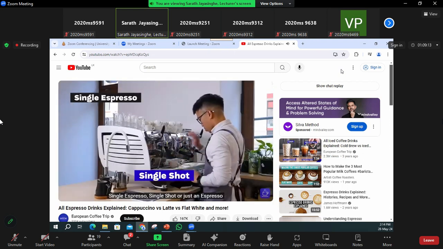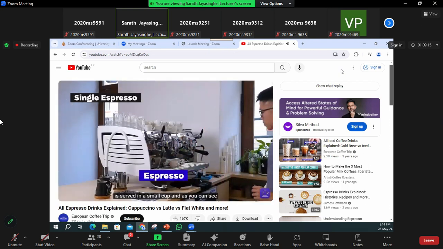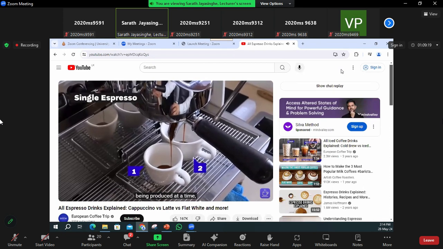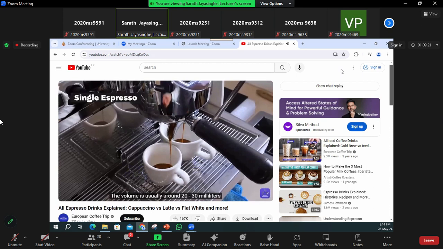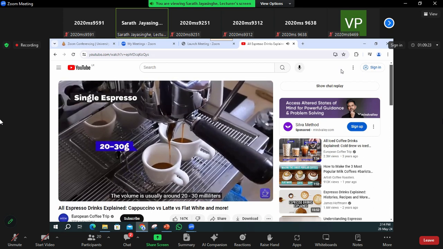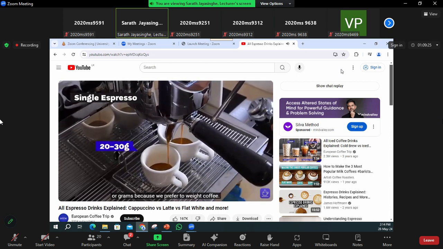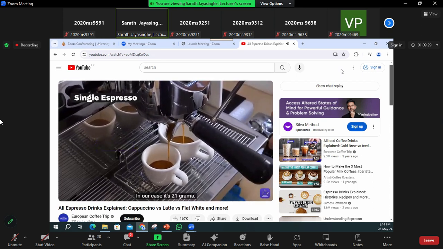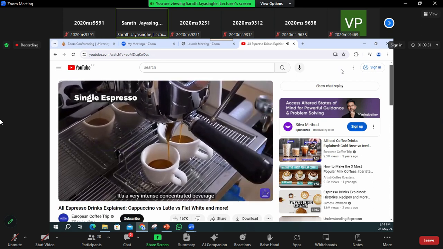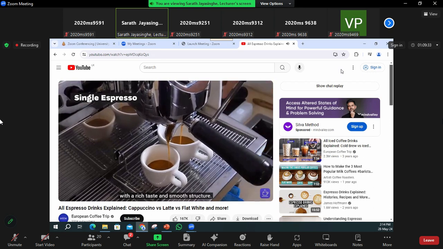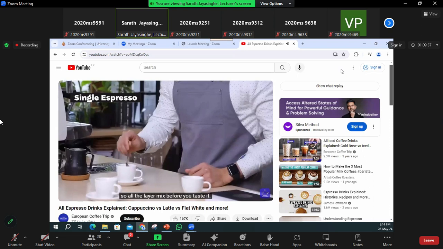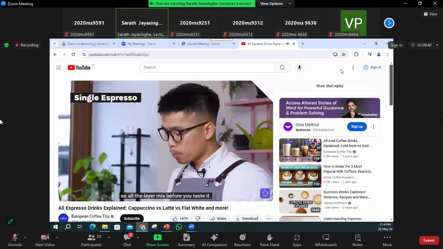Single espresso, single shot, or just an espresso is served in a small cup, and as you can see, there are actually 2 espresso shots being produced at a time, each from one spout. The volume is usually around 20 to 30 milliliters or grams because we prefer to weigh coffee. In our case, it's 21 grams. It's a very intense, concentrated beverage with a rich taste and smooth structure. Before you drink it, it's good to stir it so all the layers mix before you taste it.